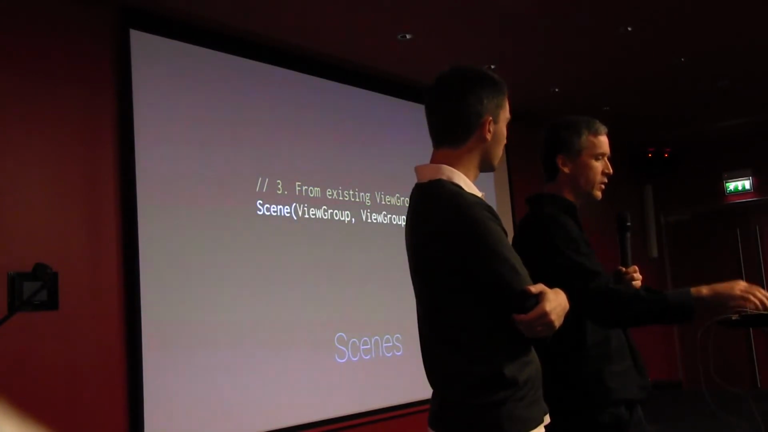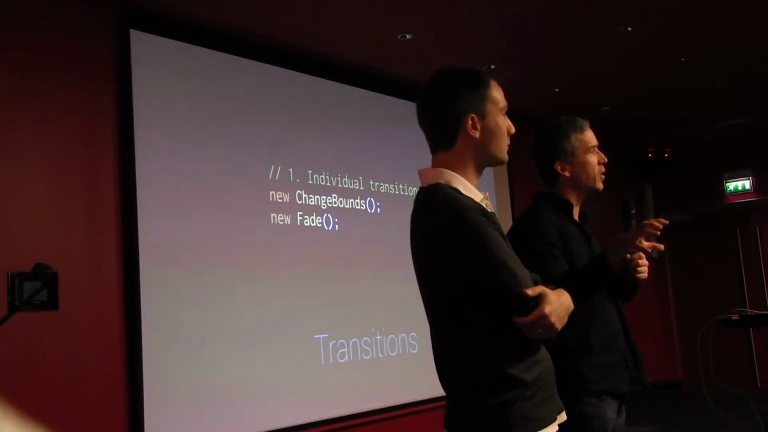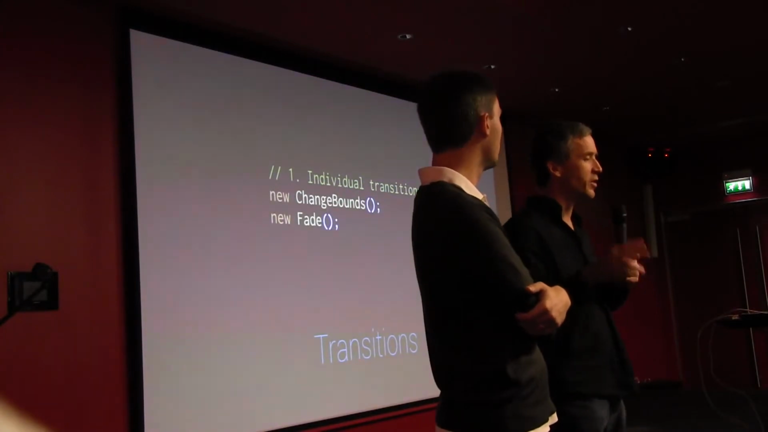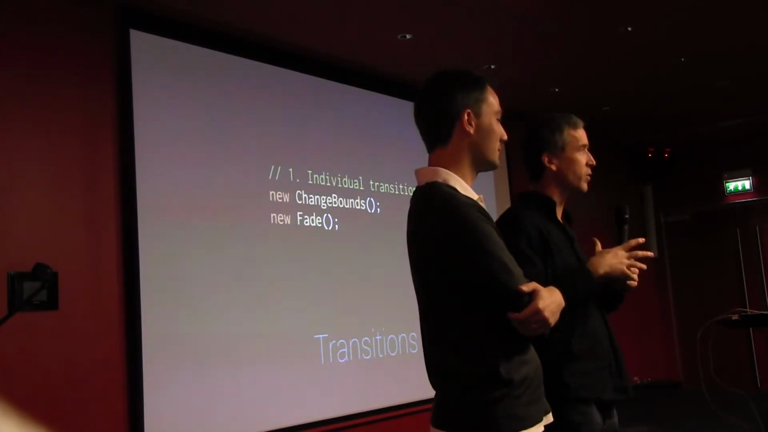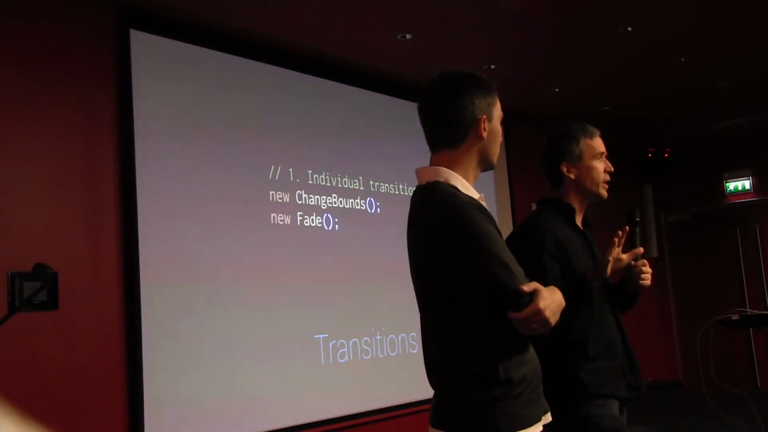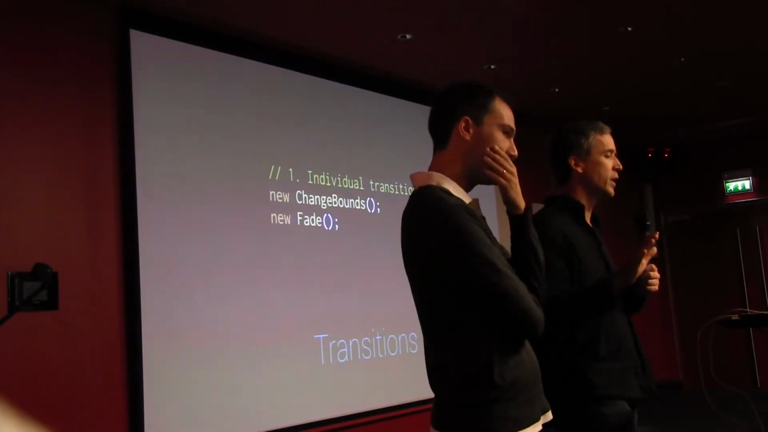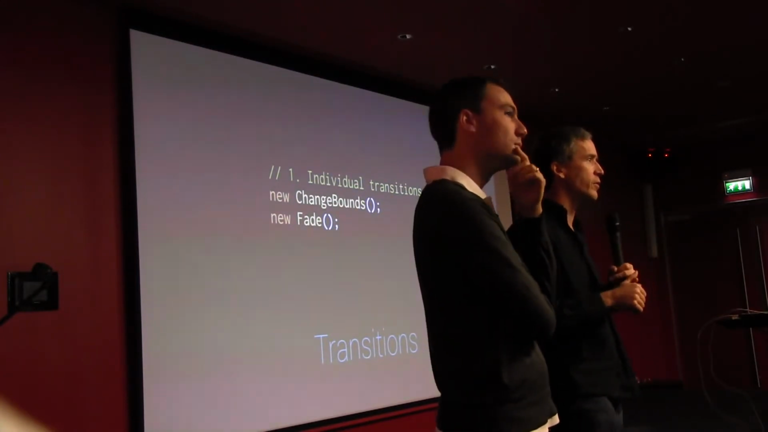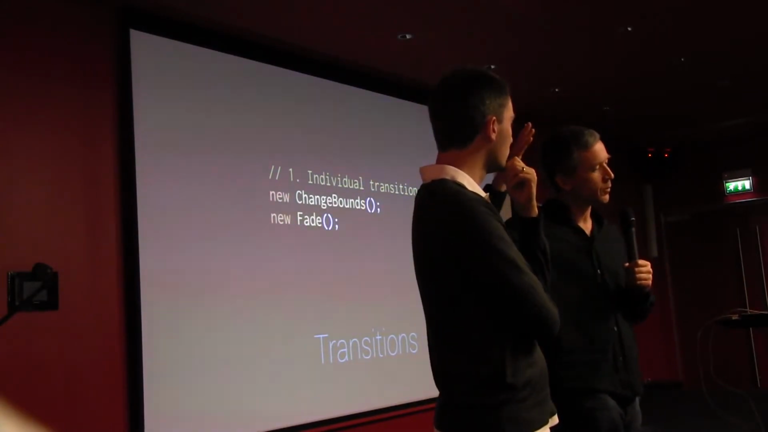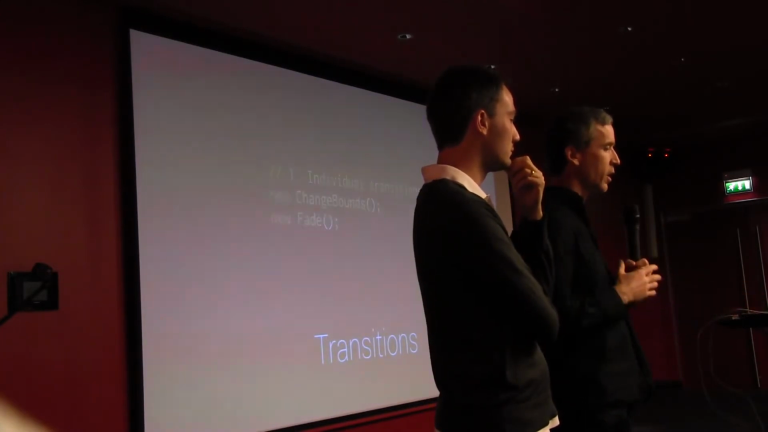Okay, so that's scenes. The next step is transitions. These are the things that figure out what to animate and how to animate it. And we have some, when I say some, two, we have two baked into the platform. Basically, the workhorses are what you would generally want, which is we're going to move and resize things that change, and we're going to fade things in and out that go away or come into being. So there's the change bounds, and there's the fade transitions. And then there's also other infrastructure for transitions that allows you to customize that a lot more.